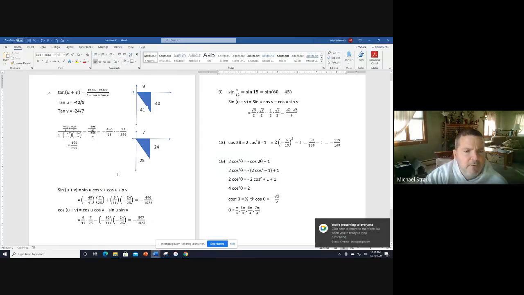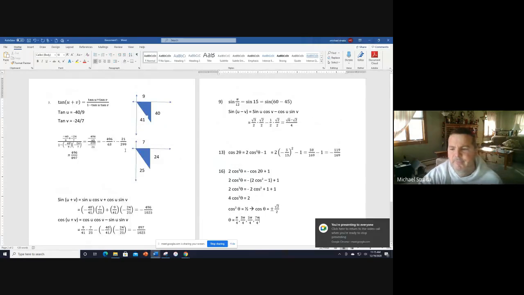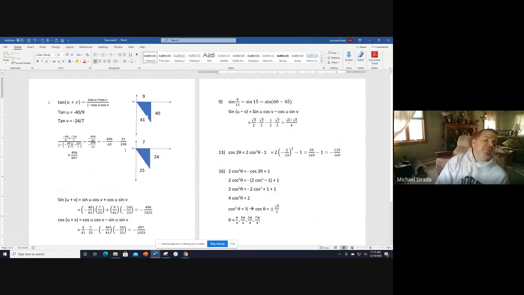Okay, so we're going over number 7, number 9, number 13, and number 16. So with number 7, all right, there is a mistake in the solutions for the tangent.